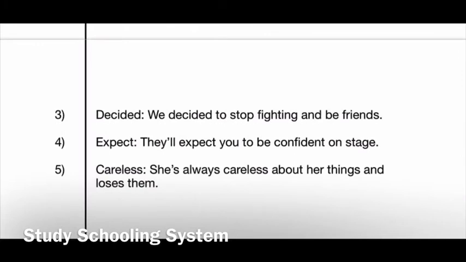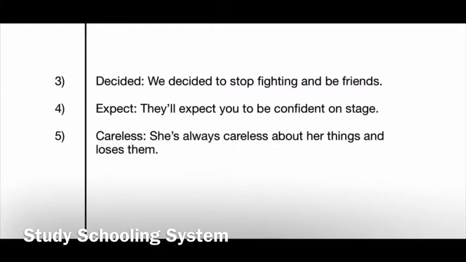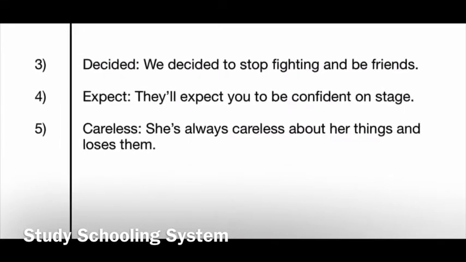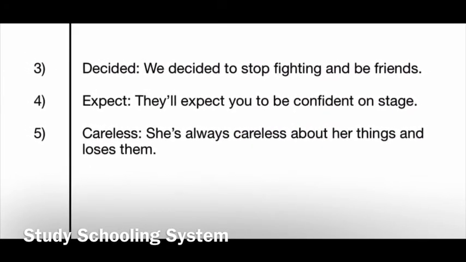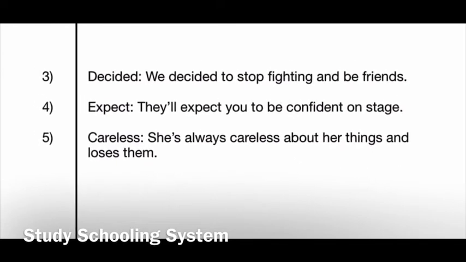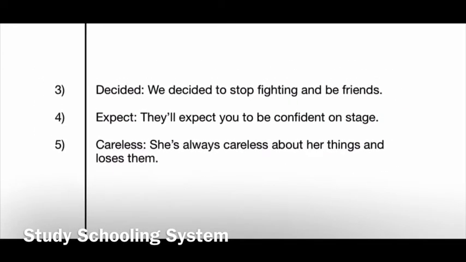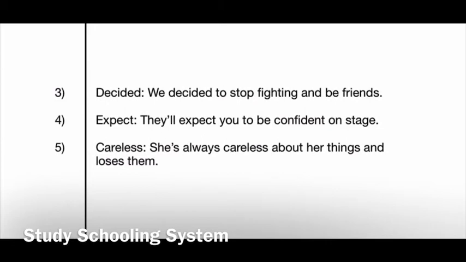Number 3 is decided. So I have written, we decided to stop fighting and be friends. Very easy. Decided means कि आपने सोच लिया, आपने एक plan बना लिया, that we decided to stop fighting and be friends. Again, you can write anything you want. Number 4 is expect. I have written, they'll expect you to be confident on stage. इसका मतलब उम्मीद रखना. So here I have written that उनकी उम्मीद होगी कि you will be confident on stage.